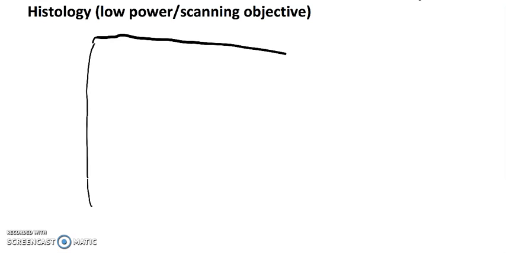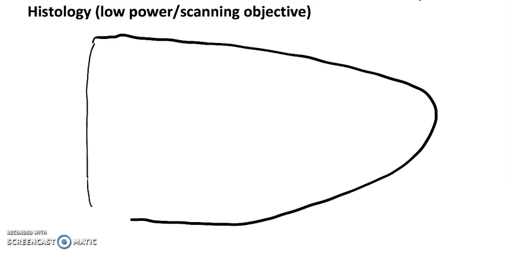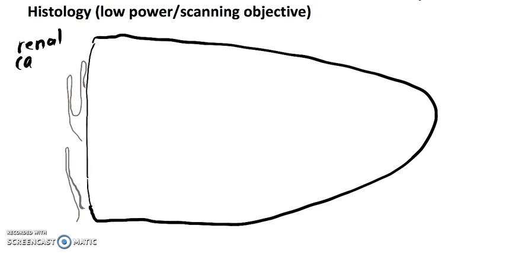Okay, now let's take a look at what we'll see under a microscope. I'm going to start with the edge of a piece of kidney. So again, you may or may not see random bits of tissue on the outside like so. This would be the renal capsule again, under low power, renal capsule.